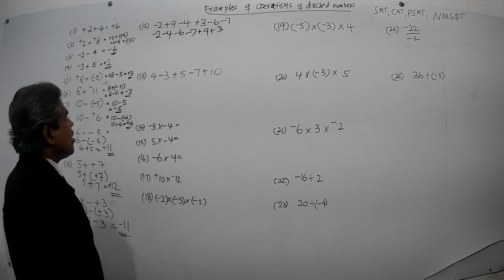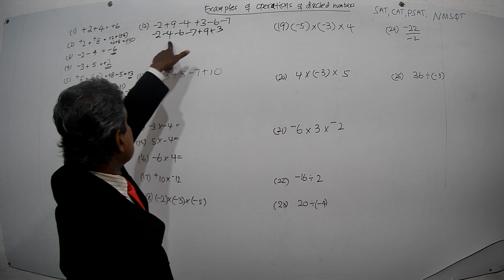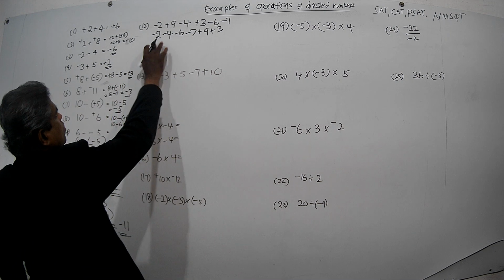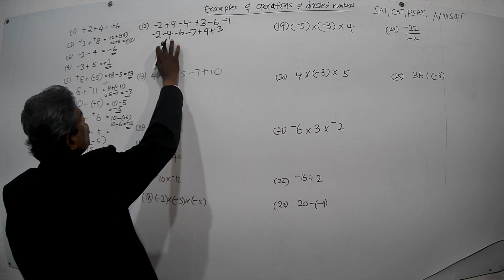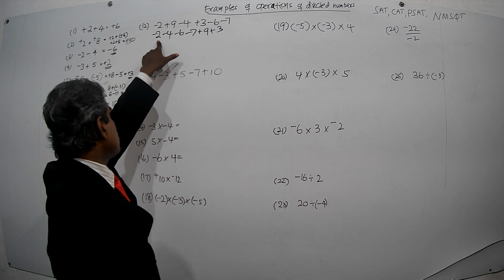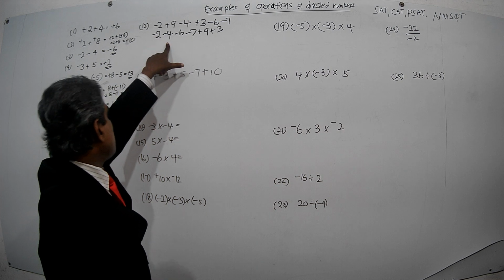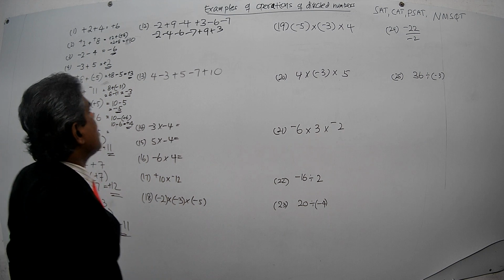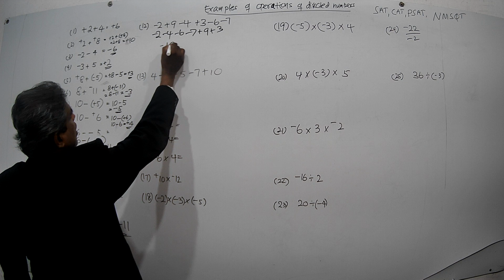Now what you do is go on adding. You can add all these negative numbers together because they have the same sign. All these four numbers have the same sign, therefore you can add all four together. Minus 2, minus 4, minus 6, minus 7: 2 plus 4 is 6, 6 plus 6 is 12, 12 plus 7 is 19. Here all are negative, therefore negative 19.